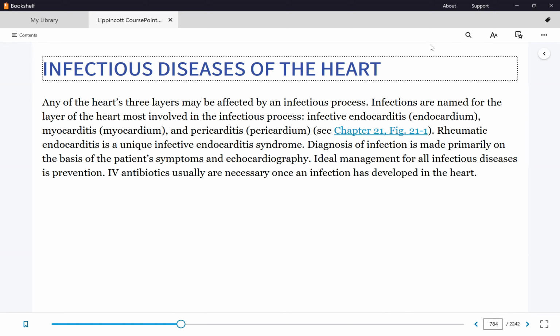There will be a disruption in the flow. One chamber or another chamber will have congestion, and that will lead to increased pressure of the heart, increased cardiac workload, and over time lead to heart failure.